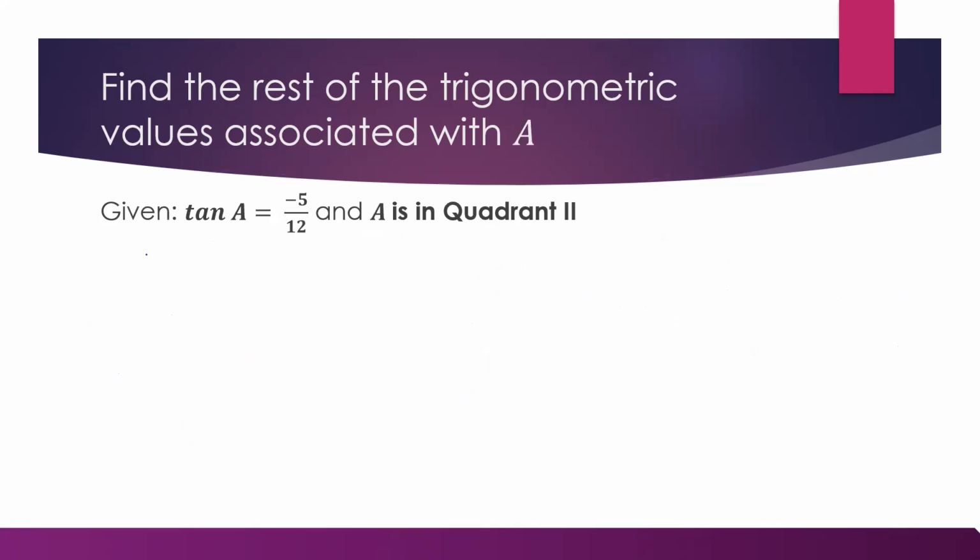Okay. So, here, this is tangent A. It is equal to -5/12 and we're asked to find the rest of the trigonometric values associated with A, given that this is the tangent and A is in quadrant 2. We take note of that. So, A is here and we also take note that only the sine and cosecant are positive in quadrant 2. Okay? So, tangent A, so we can find its reciprocal right away. Cotangent A is -12 over 5.